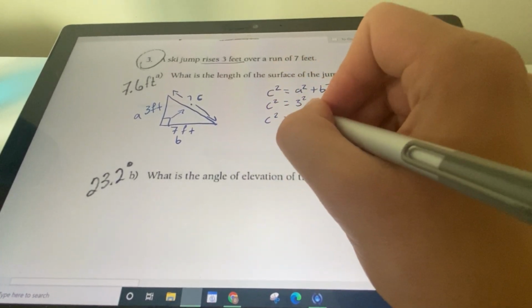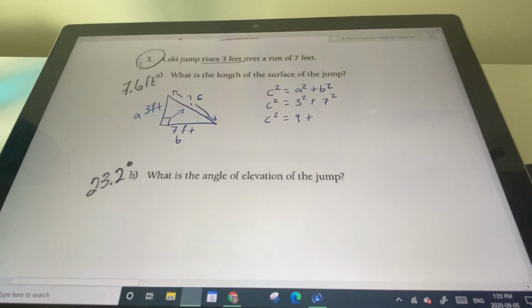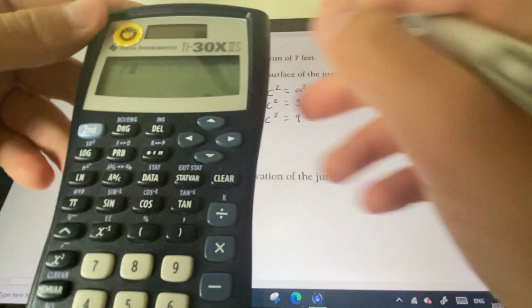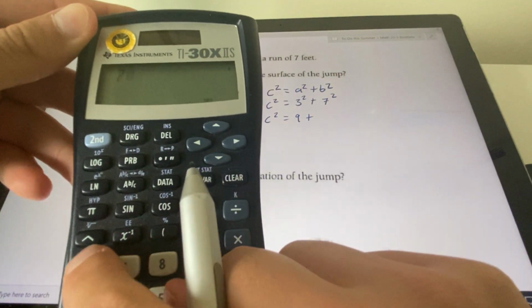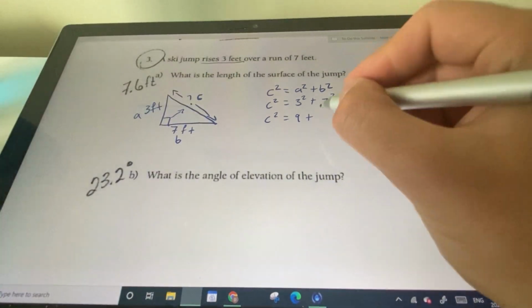3 squared, that's 3 times 3, which is 9. 7 squared, which is 7 times 7, I'm going to plug that in my calculator. So 7 squared, I'm going to actually just do 7 times 7, which is what 7 squared is. That's 49.